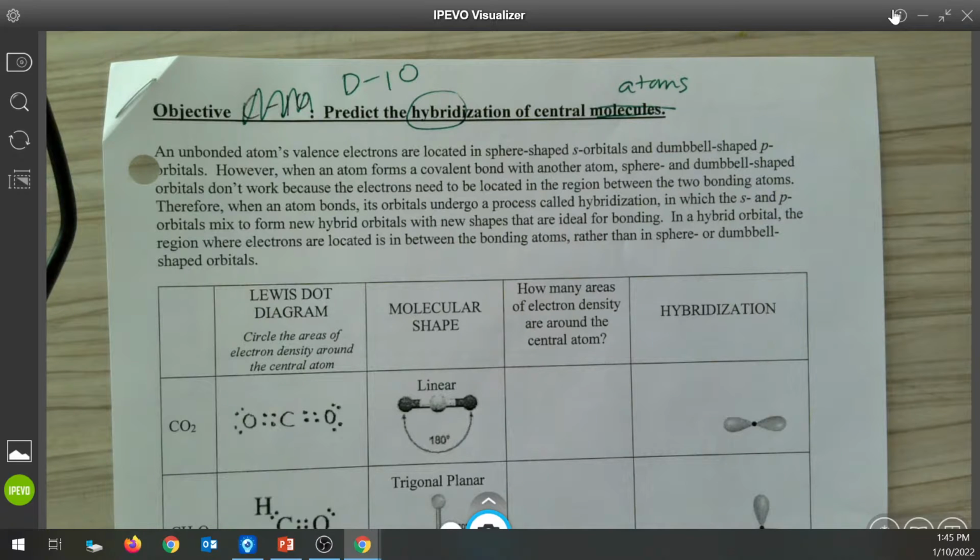A hybrid orbital. A hybrid orbital is when an s orbital and a p orbital come together. What shape is an s orbital? A sphere. And a p orbital is a dumbbell, and they come together to make a new orbital. The s orbital and the p orbital come together to make an orbital called sp. Isn't that exciting? sp.